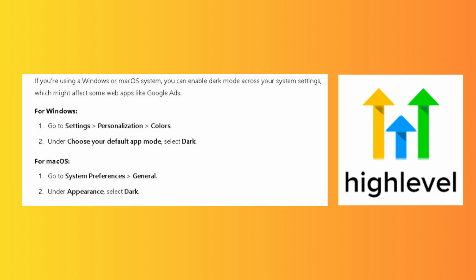First, if you're using Windows, go to Settings, Personalization, then Colors. Under Choose your default app mode, select Dark Mode. Then, all of your websites will be in dark mode.